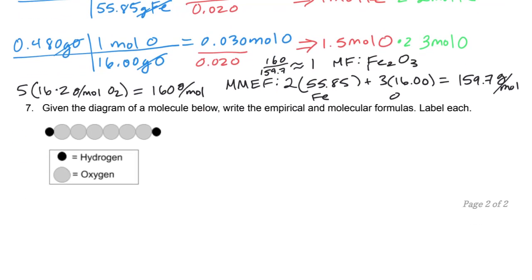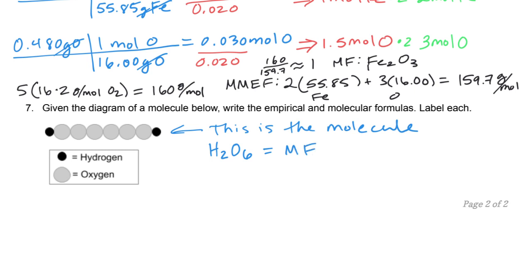On this very last problem, this is just so you can remember what the two words mean. It says, what are the empirical and molecular formulas of this drawing? Now remember, this drawing is the molecule. So whatever's there is the molecular formula. If I count it up, I've got 2 H's, H2, and 1, 2, 3, 4, 5, 6 O's, O6. So the molecular formula is H2O6.